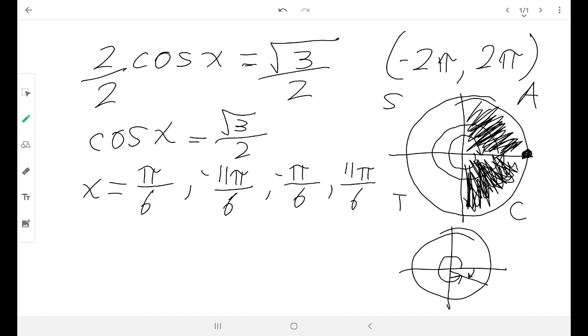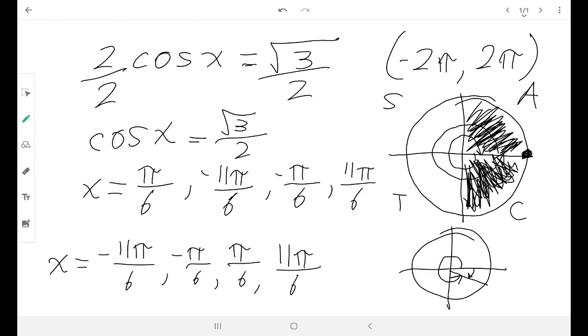So then you could write them in order from smallest to largest, from left to right on the unit circle. You could write negative 11 pi over 6, negative pi over 6, pi over 6, and 11 pi over 6. Okay, so that's how you do a problem like that.